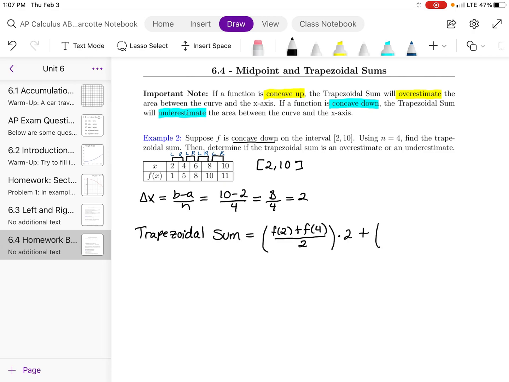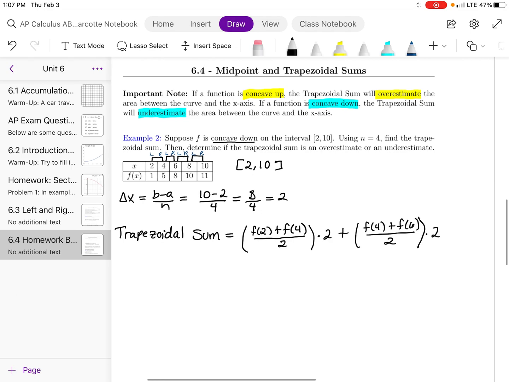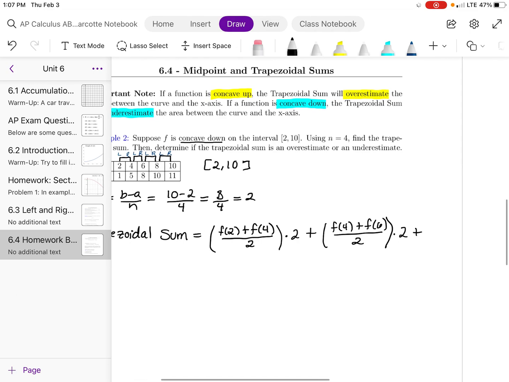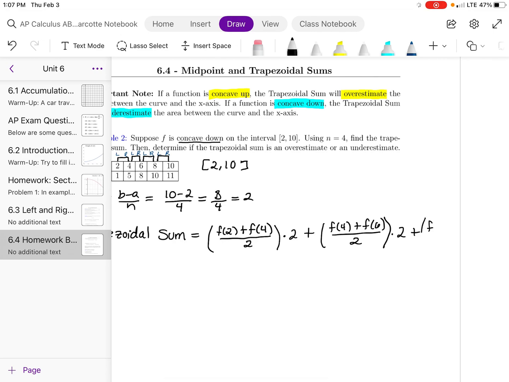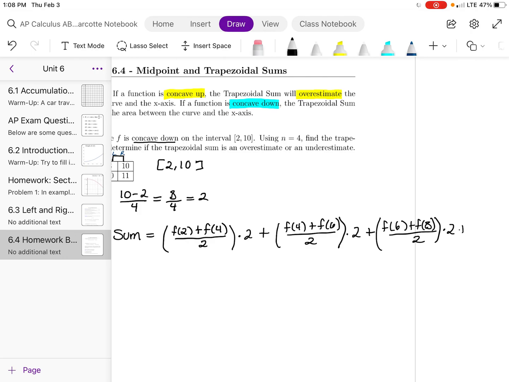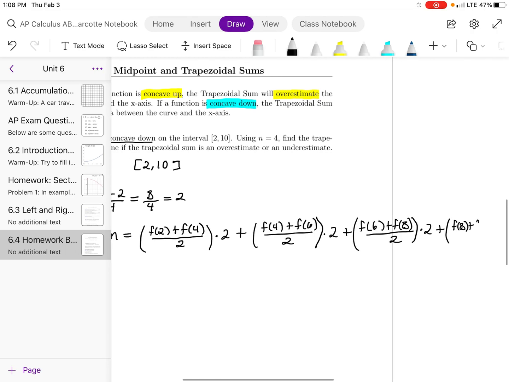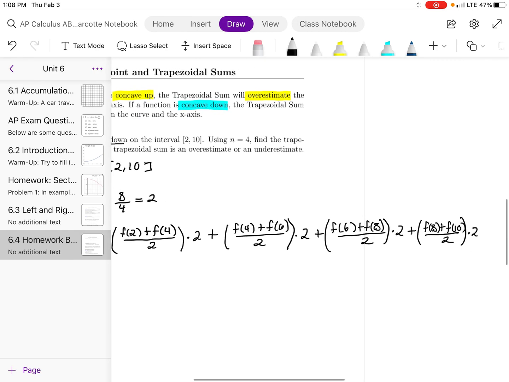Plus, and now I'm going to do the same idea with the second subinterval. So now I'm using 4 and 6, so I'm plugging in both 4 and 6 into the function, dividing by 2, and then times 2. Plus f of 6 plus f of 8 over 2 times 2, plus f of 8 plus f of 10 over 2 times 2. Okay, so this is really long.